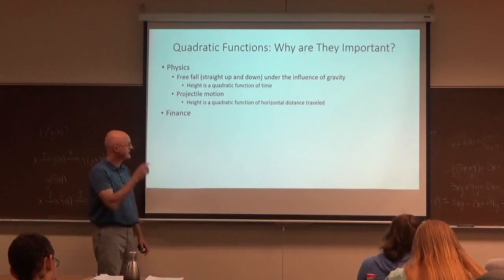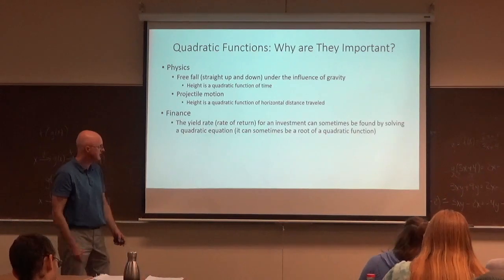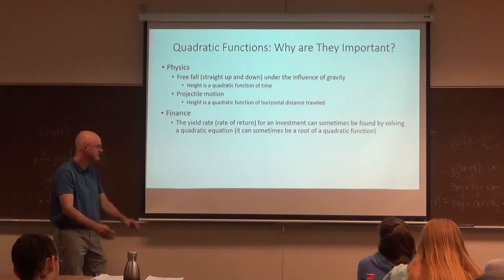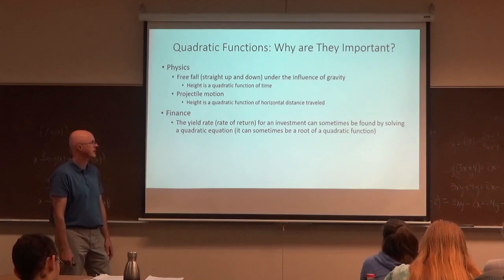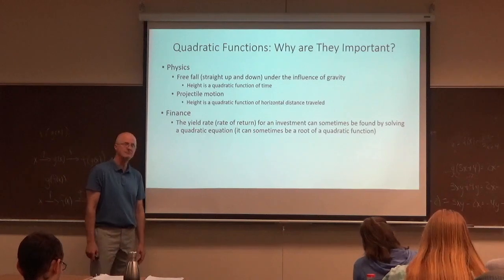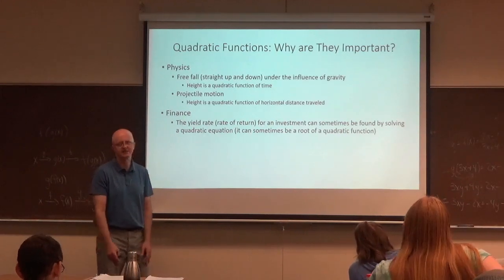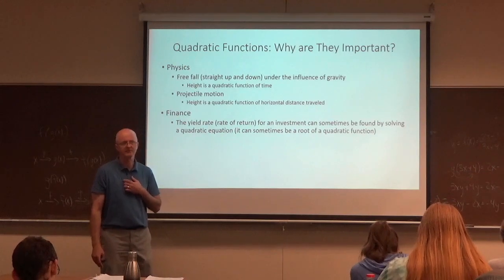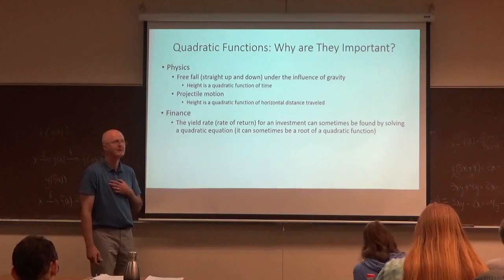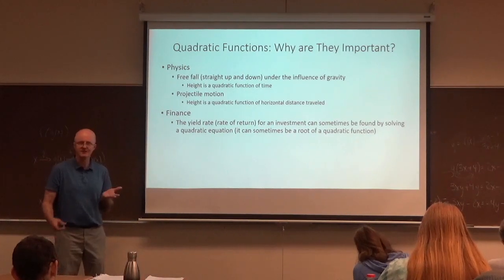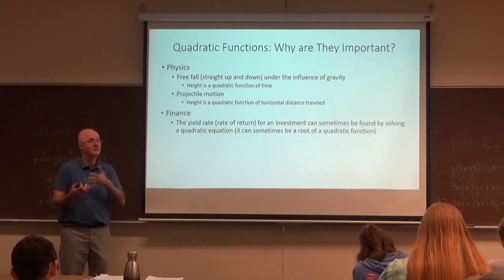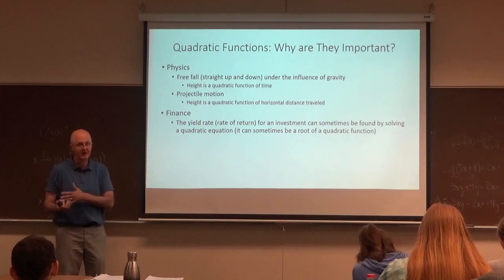In finance, we'll look at examples where the yield rate, the rate of return for an investment, can sometimes be found by solving a quadratic equation. It's a pretty limited set of circumstances that happen, but it's worthwhile to talk about anyway. Rate of return for investment is just, what kind of return are you getting? 20% rate of return would be better than 10%, for example, better than 5%.